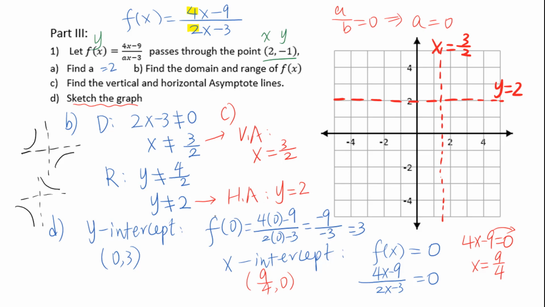That's the reason you have to locate the y-intercept and x-intercept. The y-intercept is (0, 3). (0, 3) is here. And the x-intercept is 9 over 4, it's 2 point something. So that's over here. You just need to sketch your graph like this pattern. So basically like the first one.